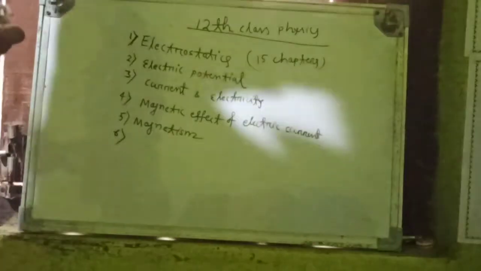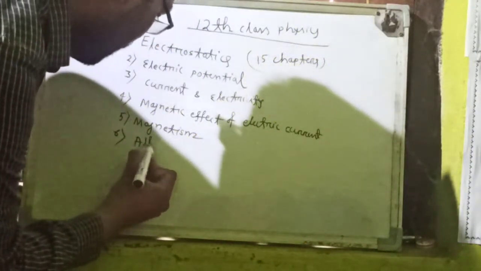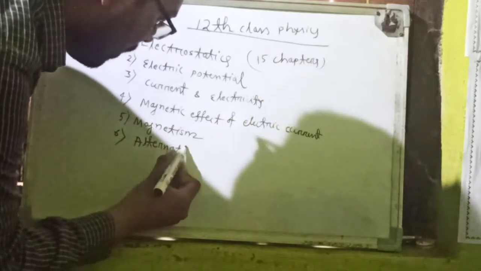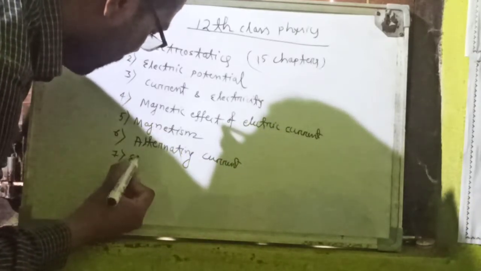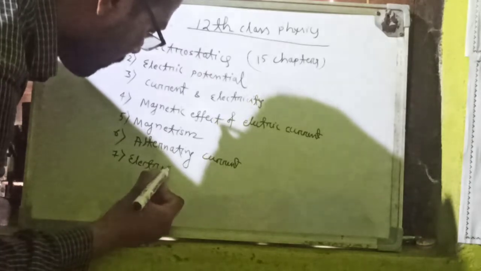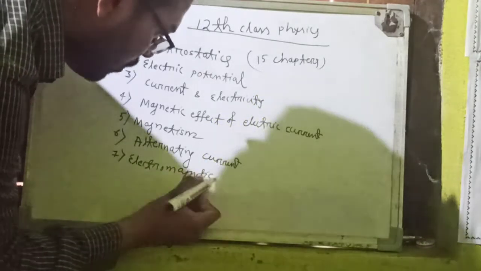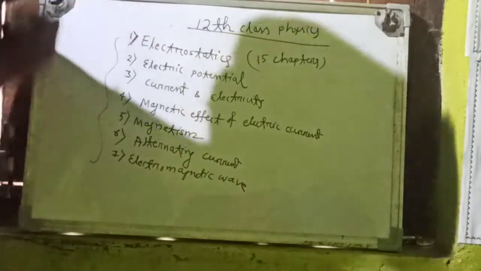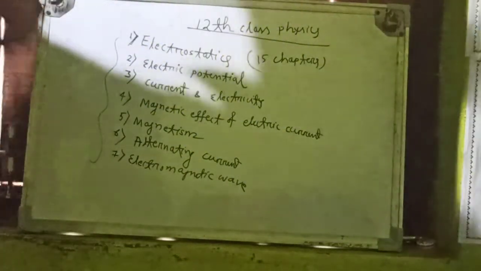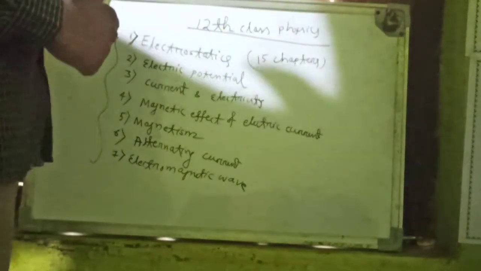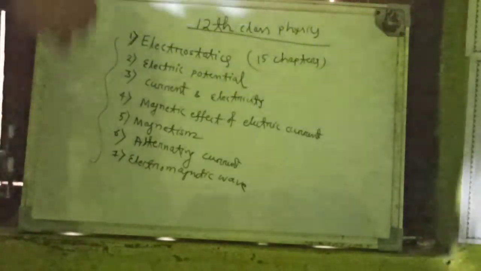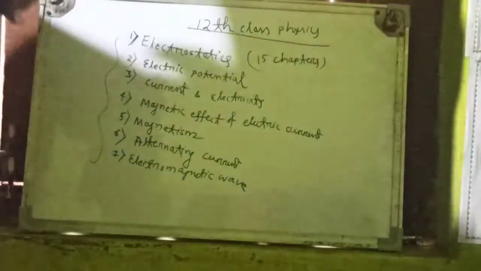And in the sixth we will discuss alternating current. In the seventh, I will discuss electromagnetic waves. So this covers the first part, which is NCERT based and covers all the board examination. This first part you will cover in the 12th class. And in the second part, we will study optics in detail.